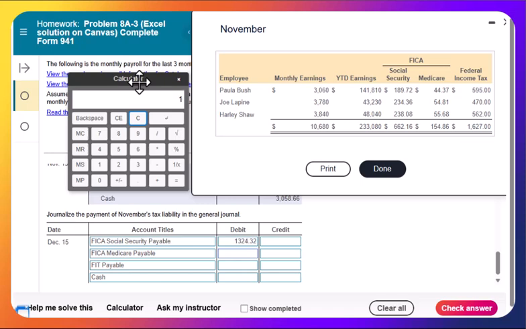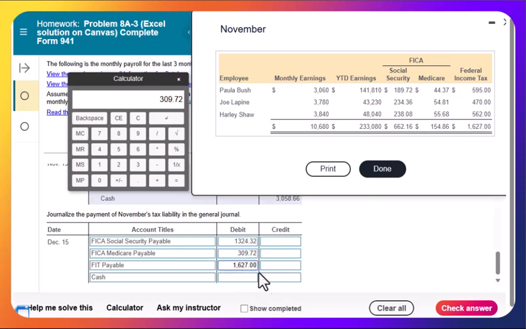$154.86 by 2 for a total of $309.72. Click in the cell and populate that. And then finally, FIT payable, since we are only paying it again for the employee here, is $1,627. So you can either copy and paste or type that in.